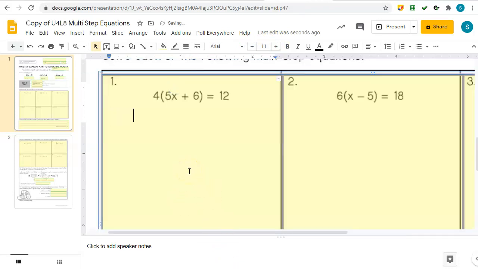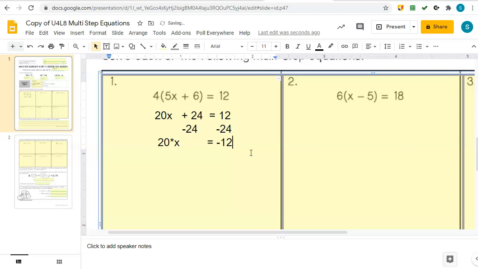Alright, so let's distribute. The 4 is multiplied by the 5x, and the 4 is multiplied by the 6. So we get 20x plus 24 equals 12. Now, after that one simplification step, we're ready to use our normal steps. How do we get rid of a plus 24? Well, we're going to subtract 24 from both sides. And we're going to get 20x, that's 20 times x, equals negative 12, because 12 minus 24 is negative 12.